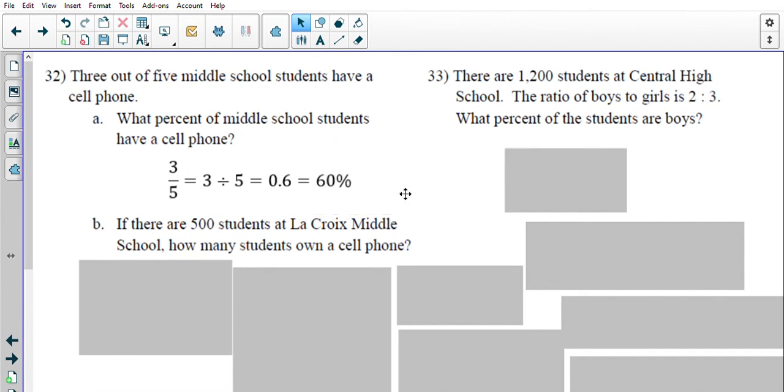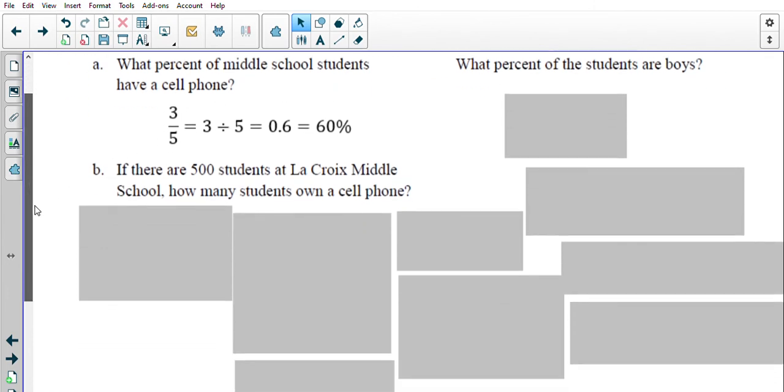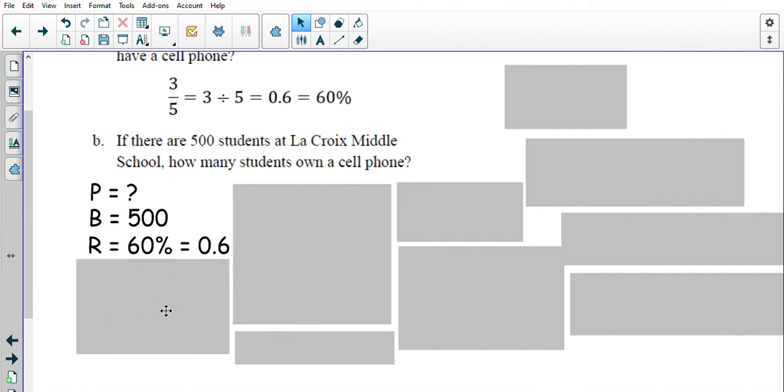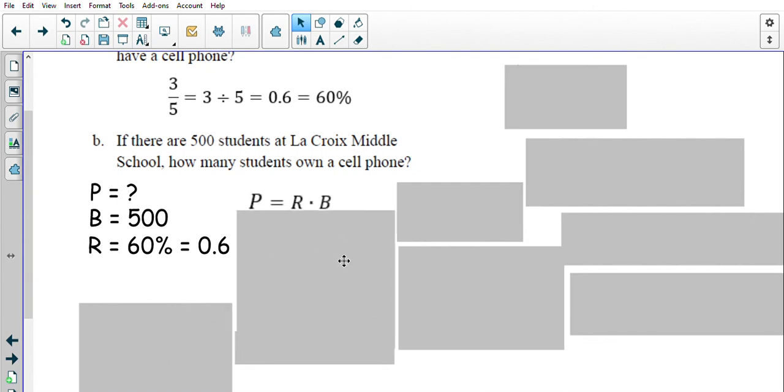So then it says, if there are 500 students at LaCroix Middle School, how many students own a cell phone? One option you have is to set up a P, B, and R kind of situation, percent proportion, percent equation. B is my base. That's the total number of students at the middle school, which is 500. R is the percent that own a cell phone, 60% or 0.6.